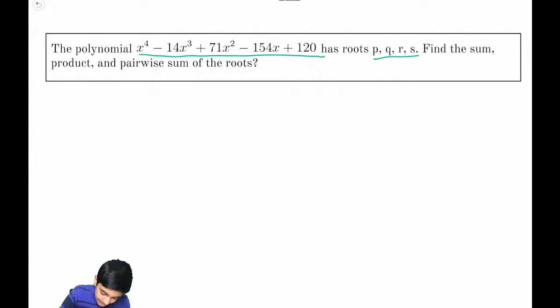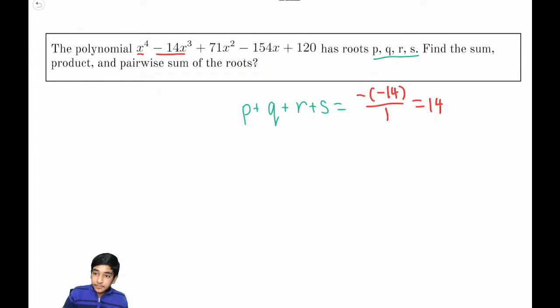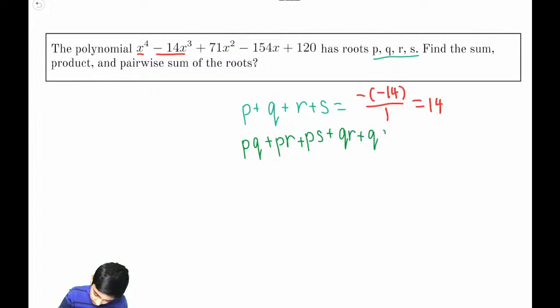So basically, we have that p plus q plus r plus s, the sum, will be equal to, by Vieta's, the negative of this term divided by this term. It's very similar to the quadratic case, right? Negative of negative 14 divided by 1, which is 14. And then we also have pq plus pr plus ps plus, there's a lot of them, plus qr plus qs plus rs. These are the pairwise sums. You basically take all 4 roots and then take all the pairwise products. You do p times q, p times r, and if you imagine 4 things, you take the sum of all the pairs of products. So p times q, p times r, p times s, q times r, basically all possible pairs.